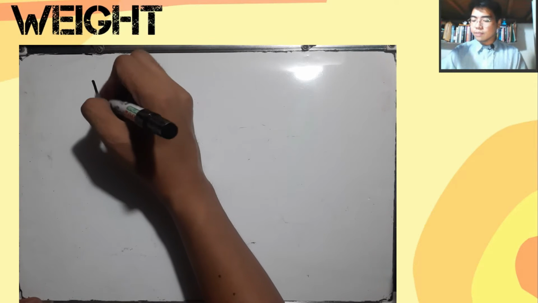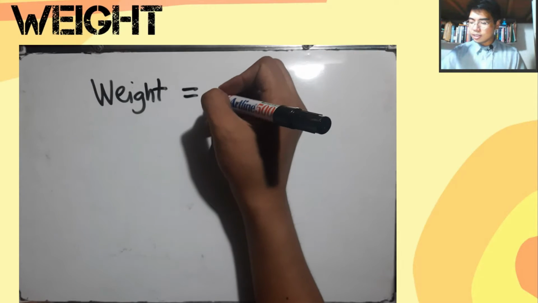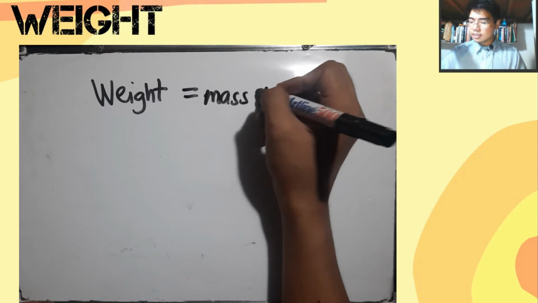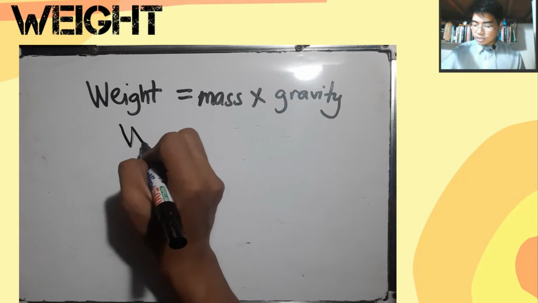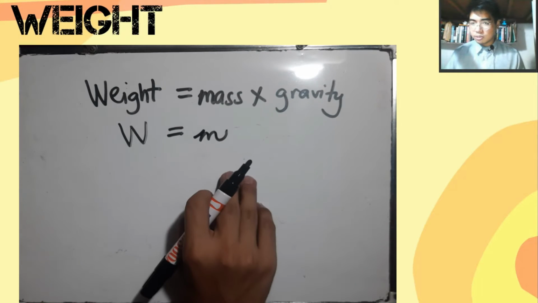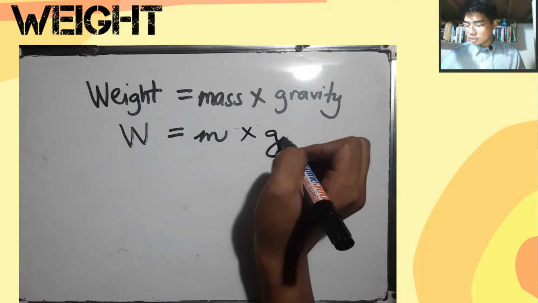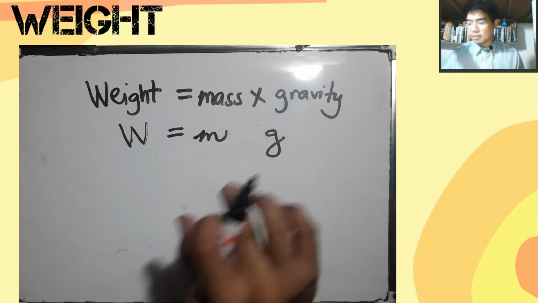How are we going to compute for the weight of an object or the weight of a person or a material? Now, the formula that we're actually going to use to get the weight is weight is equivalent to mass times pull of gravity. We're actually also using these particular symbols. W is equivalent to small letter m times g, or removing the multiplication sign, it is mg.